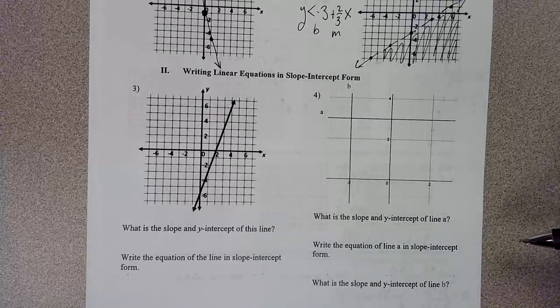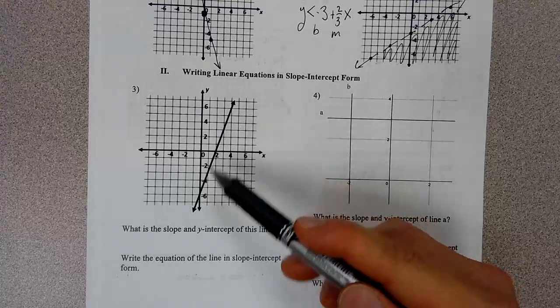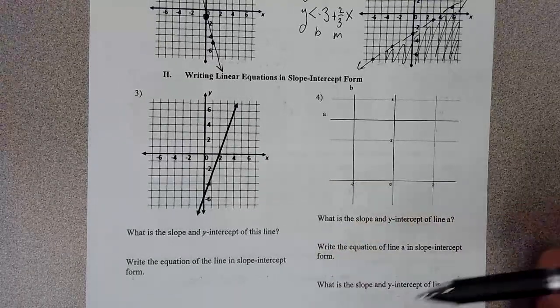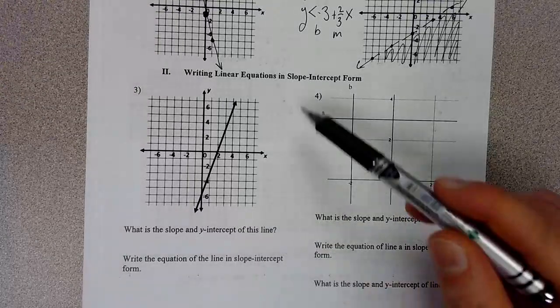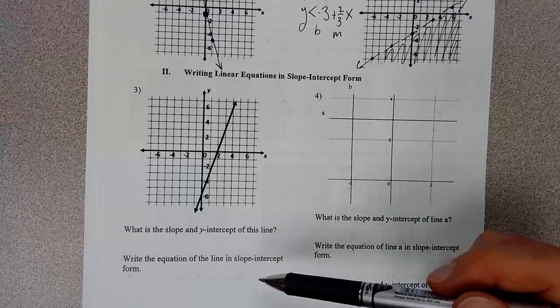Number 3, it's a little different now. I haven't asked you this specific type of question yet. It says, what is the slope and y-intercept of this line? Referring to this graph up here. Usually I've given you the slope and y-intercept and had you graph it. Let's go in reverse. What is the slope and y-intercept?